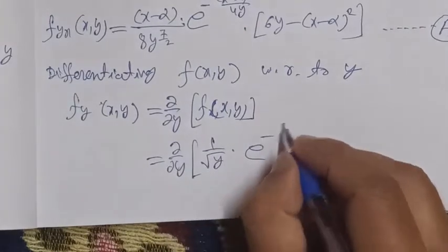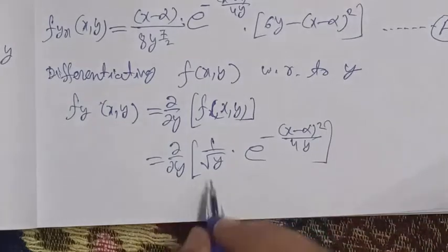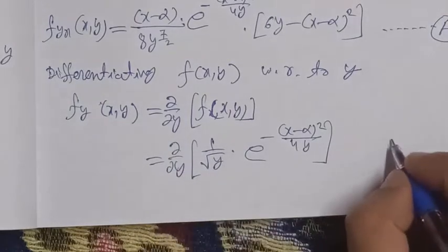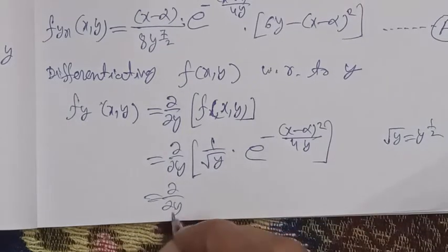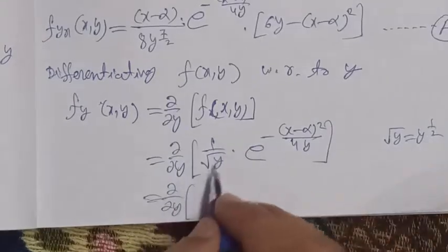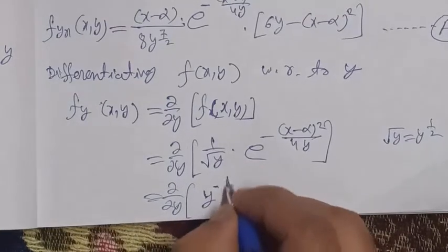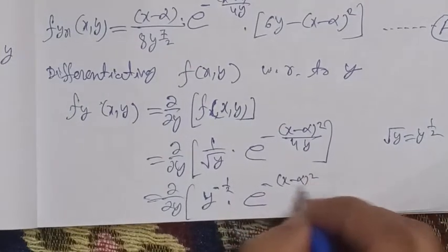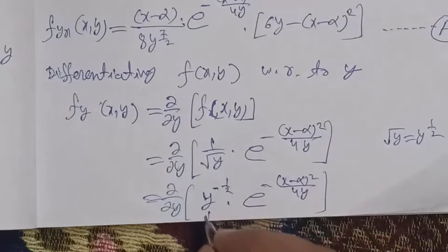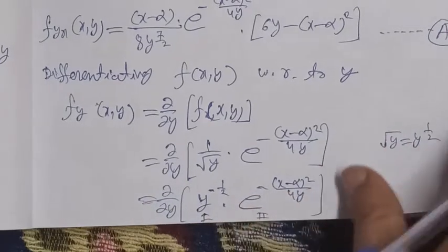e to the power minus (x minus alpha) whole square upon 4y. I can write it as, because square root y equals y to the power 1 by 2, and when this value goes to numerator, then it becomes y to the power minus 1 by 2. So here are two functions which we have to differentiate with respect to y. I consider this as the first function, this as the second function, and apply the product rule.